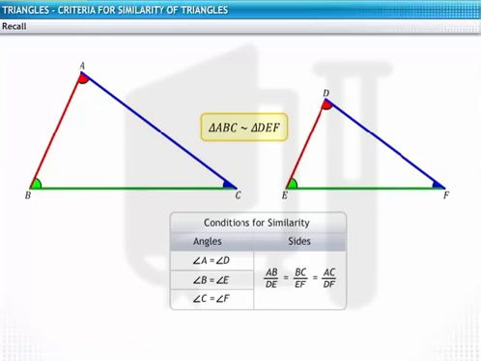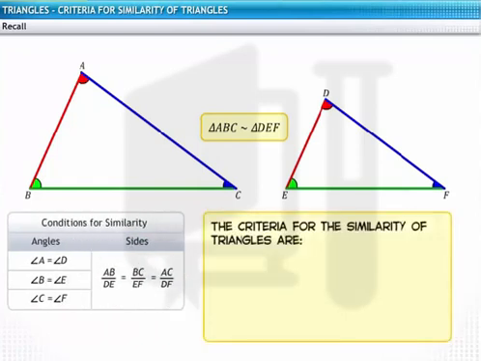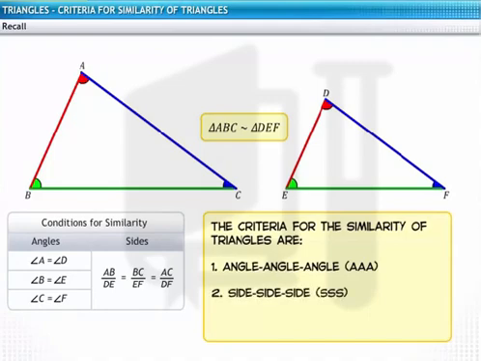Now, to prove the similarity of triangles, do we need to prove both the conditions? Actually not. There are three criteria that define the similarity of triangles. These are the AAA, the SSS, and the SAS similarity criteria. Proving any of these criteria is enough to prove that two triangles are similar. Let's discuss these criteria in detail.